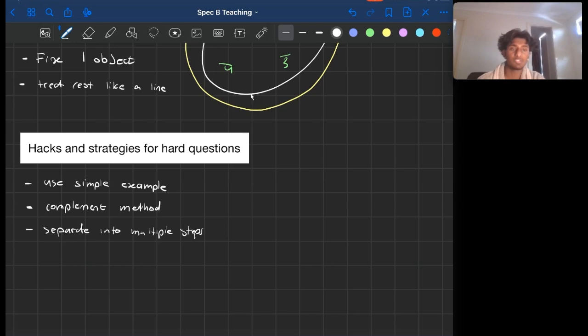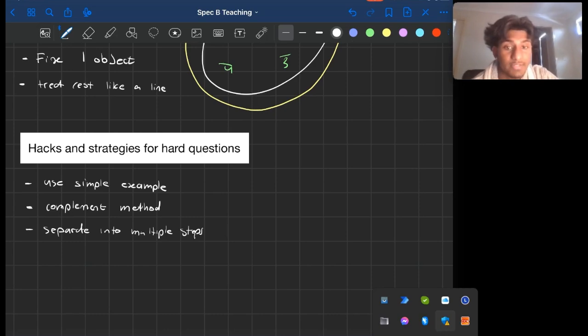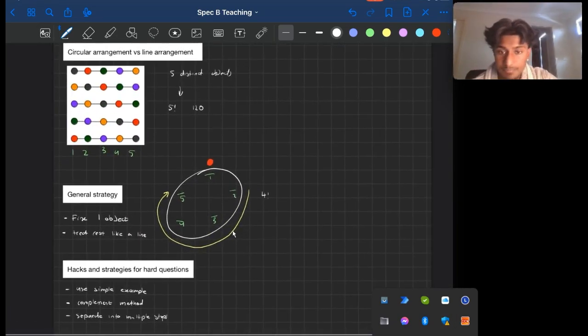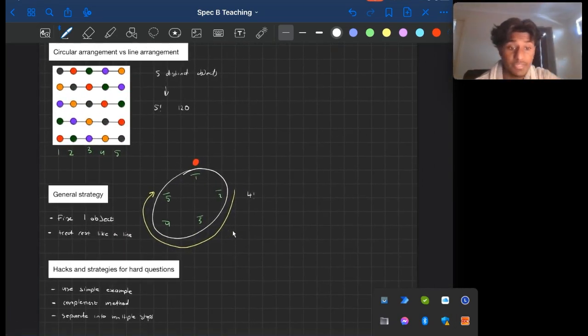And then the last one is separate the question into multiple steps. This is in the more nuanced problems where, for example, we have 6 objects, we need to arrange them so 3 of them are together. How do you do it like that? We split the question into a certain number of steps, where these steps are actually easier than the full question. So that's how we do it. So I'm going to show some questions, and we can use these strategies to solve these questions.